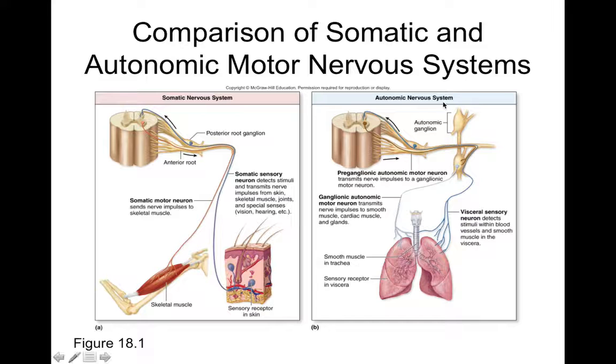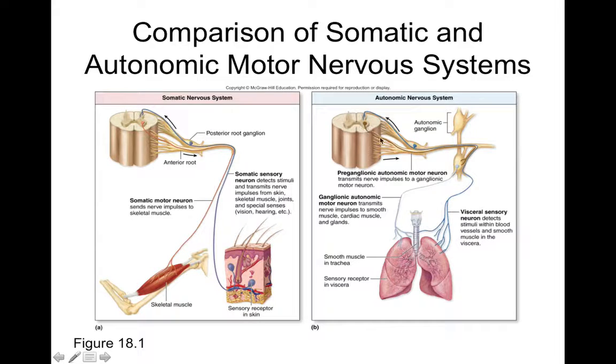So the autonomic nervous system controls smooth muscle, cardiac muscle, and glands through a series of neurons. And how it differs from the somatic nervous system is that, for one, we actually have multiple neurons in the pathway. For the somatic motor neurons, we had one long motor neuron that goes out to a skeletal muscle. In the autonomic nervous system, we actually have multiple neurons in the pathway.